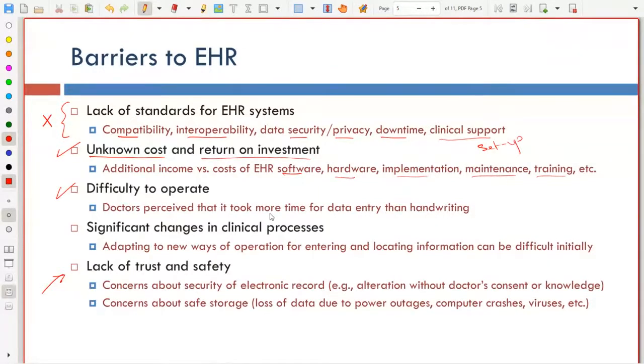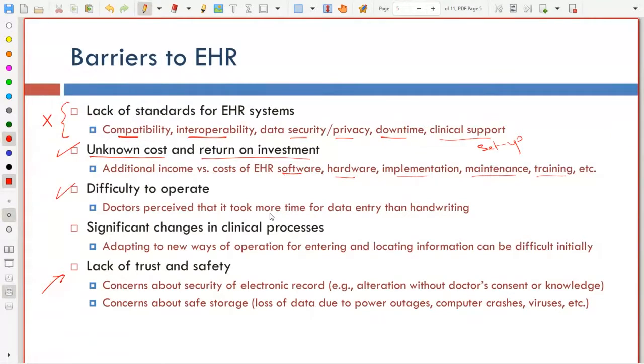So basically, this was one of the things that made EHR a little bit slow at the beginning. People perceived EHR to be difficult to operate. Doctors think that prescriptions are very easy to just write on a piece of paper, and in order to look at a radiograph, it's easier to look at a film instead of looking at a monitor. Some people even perceived it to be more accurate to look at the film rather than a digital image.